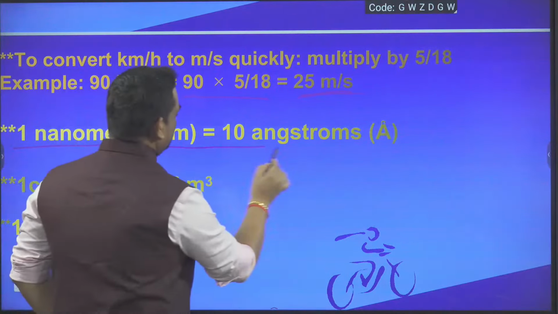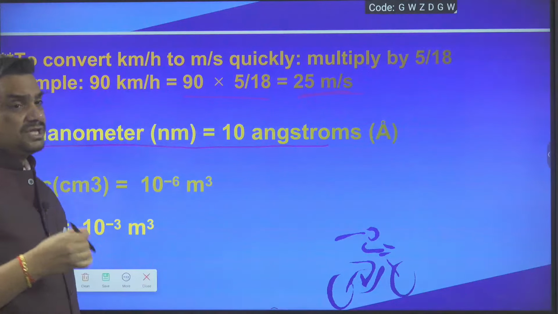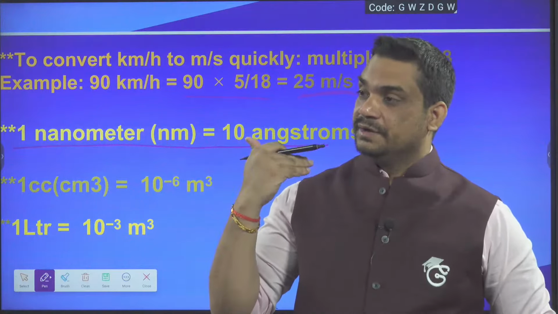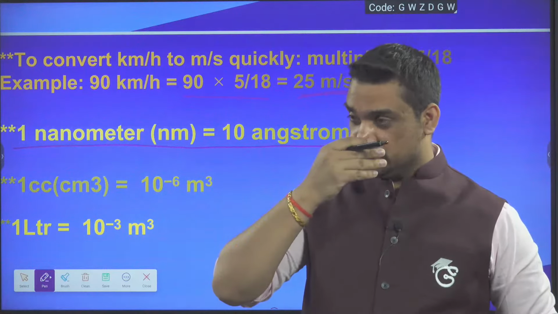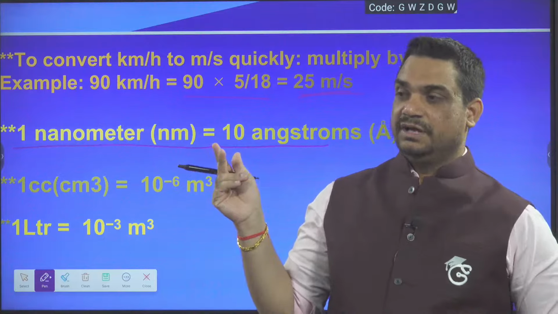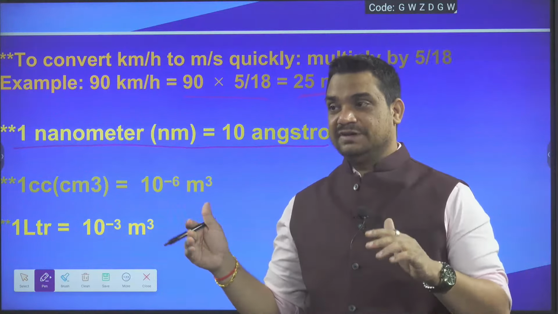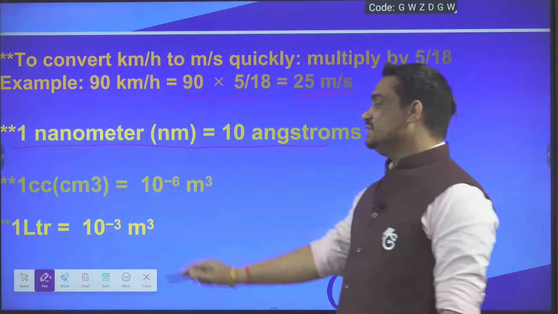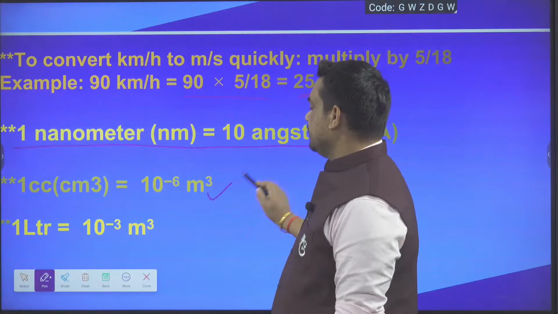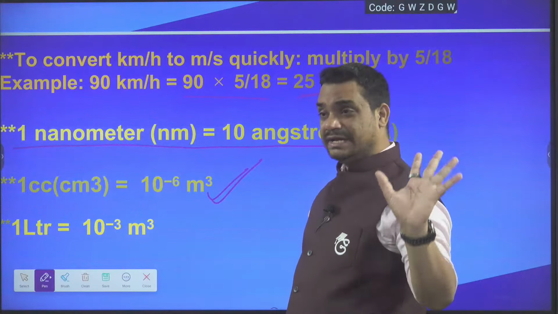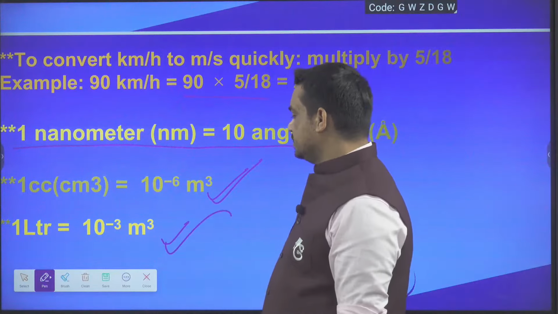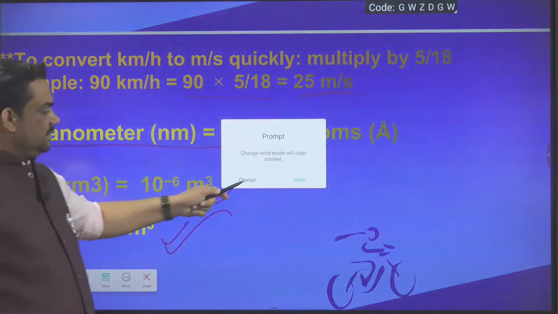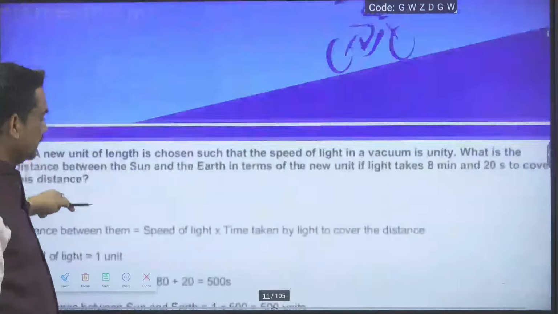Nanometer and angstrom: you keep making mistakes in this conversion too. We use it mostly in the Bohr model, photoelectric effect and dual nature. So 1 nanometer means 10 angstrom. These are very popular measurements where you make mistakes. 1 cc is 10 power minus 6 meter cube, which we will use in the KTG part. 1 liter is 10 power minus 3 meter cube. These are some basic measurements where you cannot make mistakes.